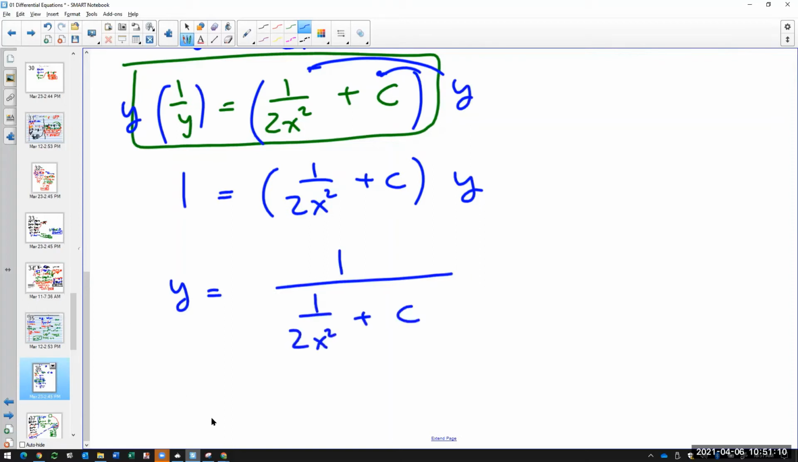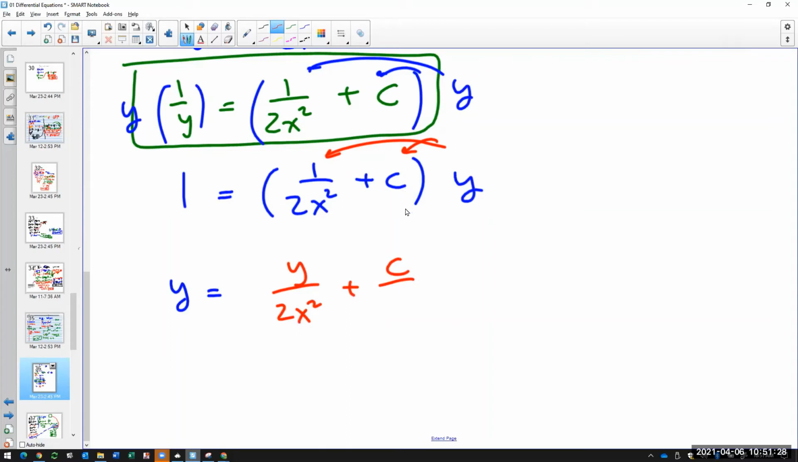That's a little awkward though. How do I get rid of this denominator? Maybe I'll solve for y. Let me distribute the y. I'm trying to get rid of this denominator. So it'd be y over 2x squared plus cy. Okay, guys, when it's c times y, that's not a constant. Y is not a constant. Does that make sense? So you can't change it to a c. Like if it were c times 2, e to the c, those are all constants. The c times y is not a constant, so you can't just change it to another c, FYI.